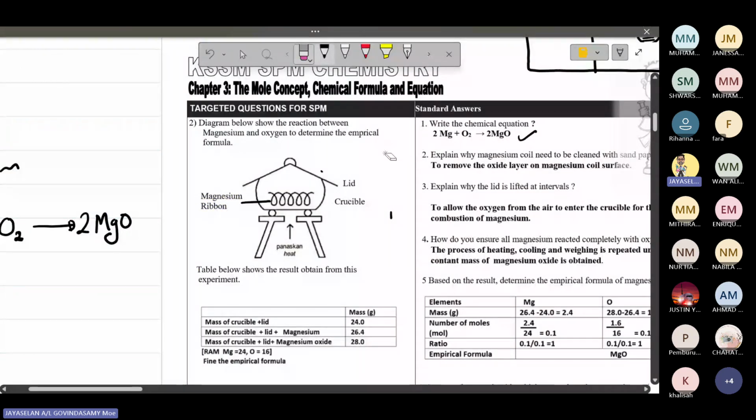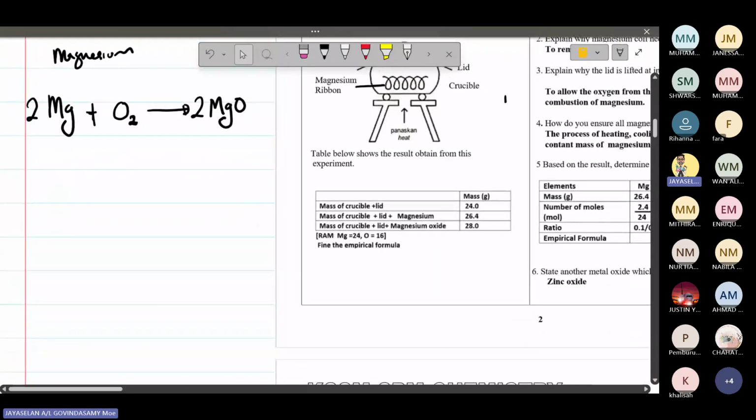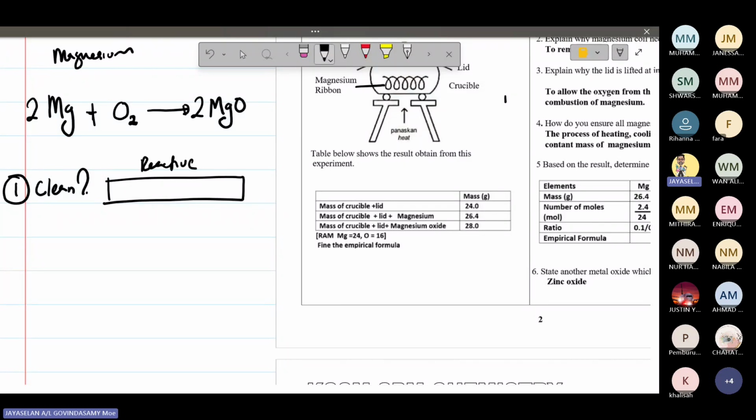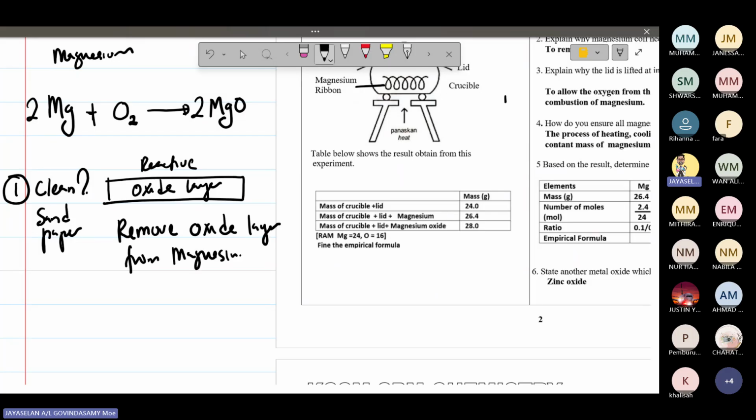Safety precaution number 1. You all must memorize this. Okay, first point. Why do you need to clean the magnesium ribbon? We already know the magnesium ribbon is a reactive ribbon. So when it is exposed to the air, it will form an oxide layer. Therefore, the first safety precaution, you must clean the magnesium ribbon by using sandpaper. Why? To remove what layer? To remove the oxide layer from the magnesium ribbon.